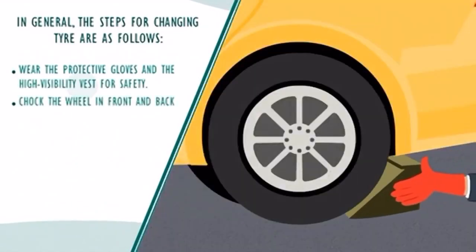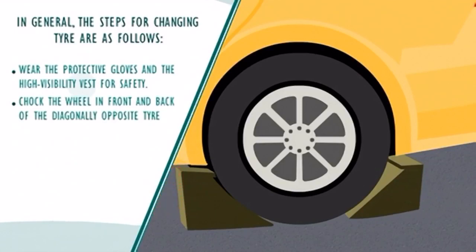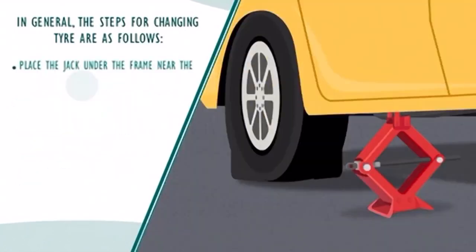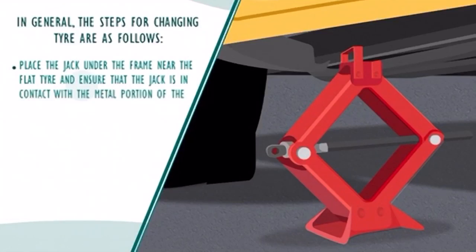Chock the wheel in front and back of the diagonally opposite tire with the help of a block or a wedge. Take up the spare tire and the jack. Place the jack under the frame near the flat tire and ensure that the jack is in contact with the metal portion of the vehicle frame.